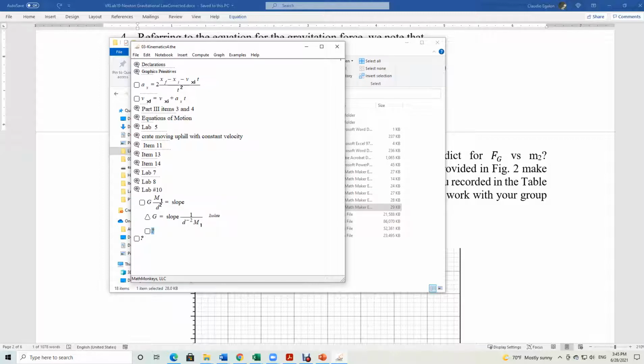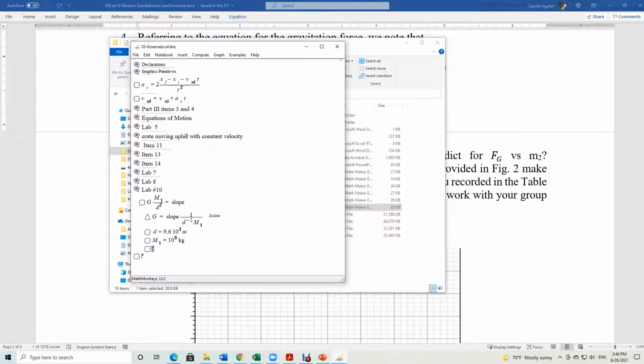My D, what's the value of the D? The D is 9.6 kilometers, right? But 9.6 kilometers is 10 to the 3 meters. It's 9,600 meters. M1 is equal to what? M1 is equal to 1 billion kilograms. Here you go.